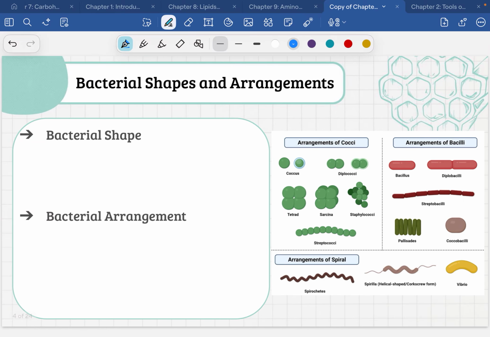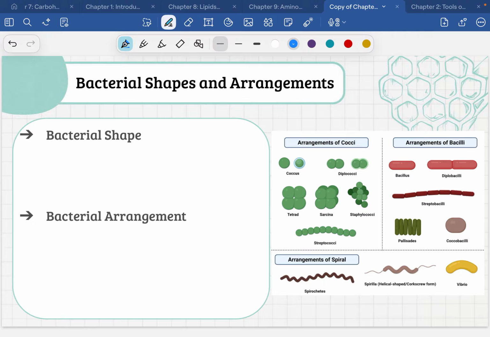Okay, so before we can talk about specific organisms and characteristics that they share, I do want to talk about bacterial shapes and arrangements. Something that is very common in bacteria is that bacteria only come in a few shapes. Okay? Eukaryotic cells are not that way, and why that's true I'll talk about a little bit later.